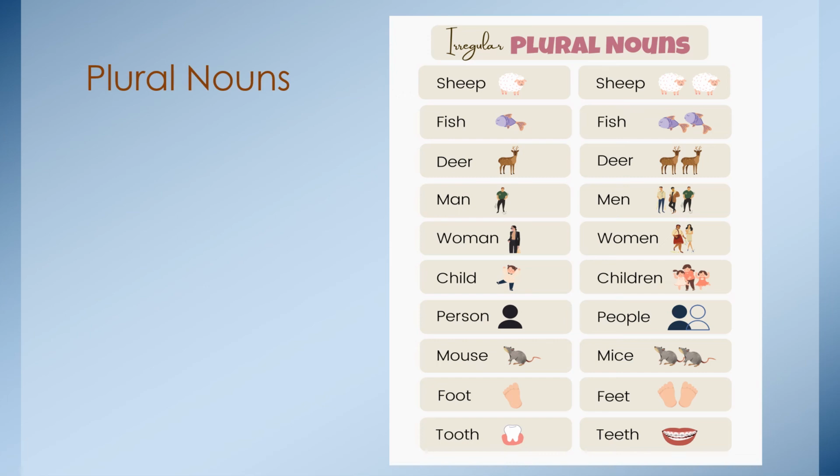And then another odd one, child becomes children. Person becomes people. The plural of mouse is mice. The plural of foot is feet. And the plural of tooth is teeth. And these are just some of the most commonly used in the English language.